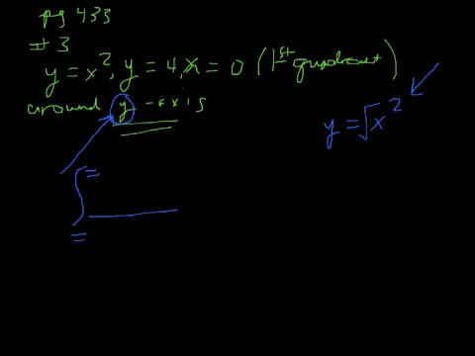So take the square root of both sides, and you get x equals. Now this gives you the positive and negative square root of y, but we're only interested in the first quadrant. So that's just the square root of y. Okay, so now I have that one defined.